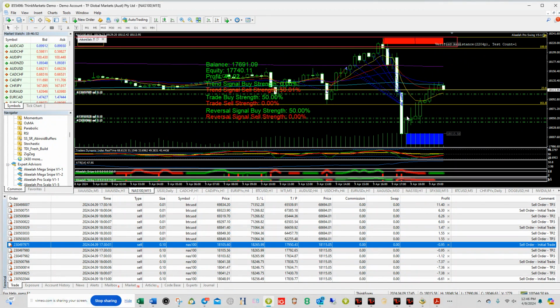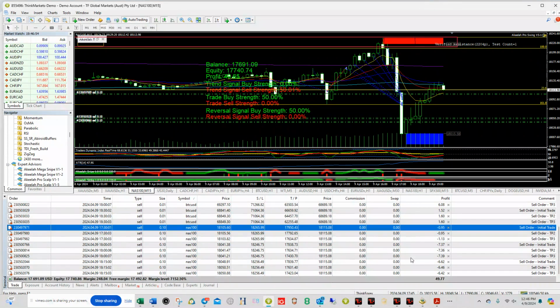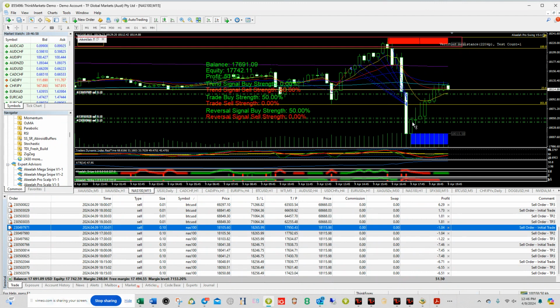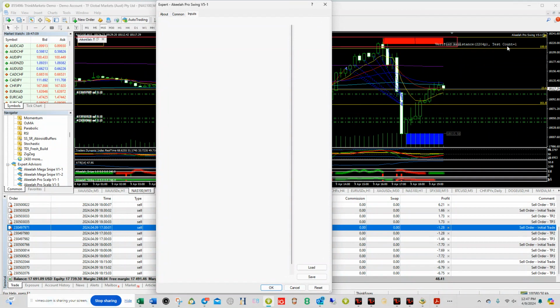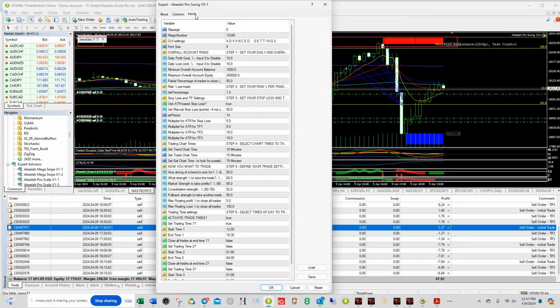Since then, we picked up a few sales, and these have not done much. We're in just slightly negative here. And I believe on this one, so we're trading NAS on our pro strategy again on this account, and predominantly, let's see what time frame we're on this one. Predominantly on the 15-minute time frame.